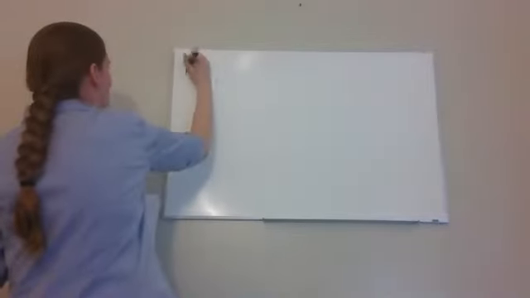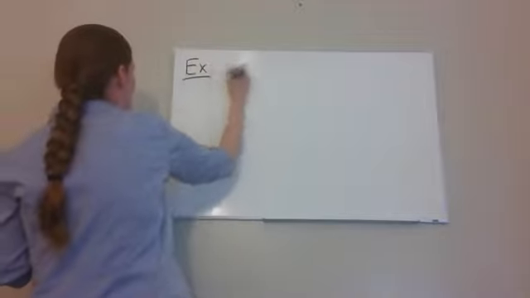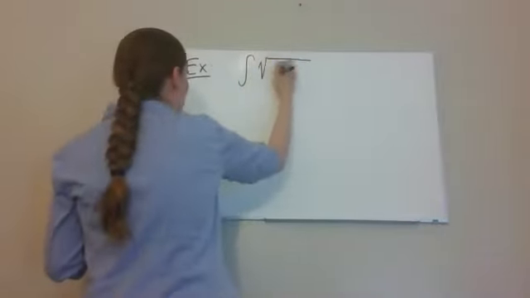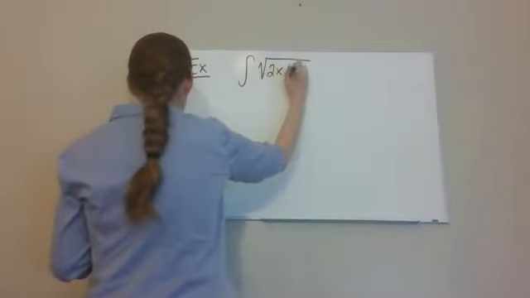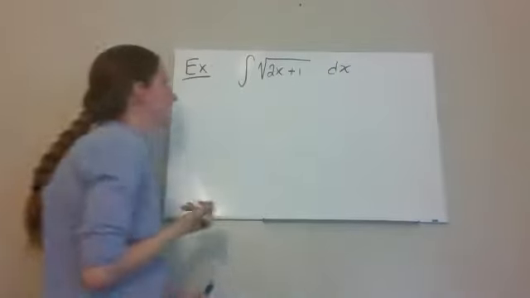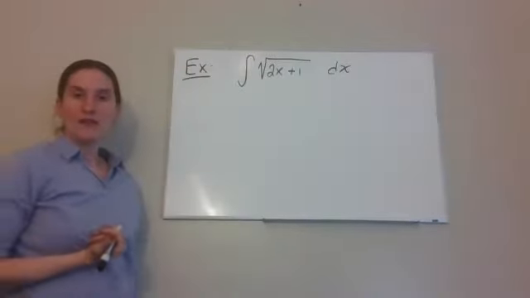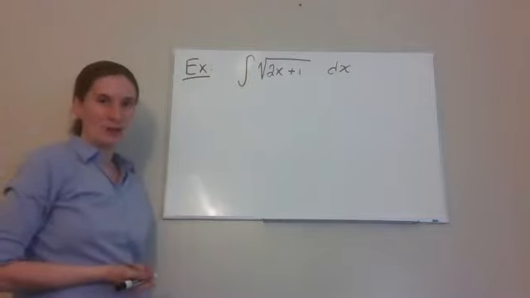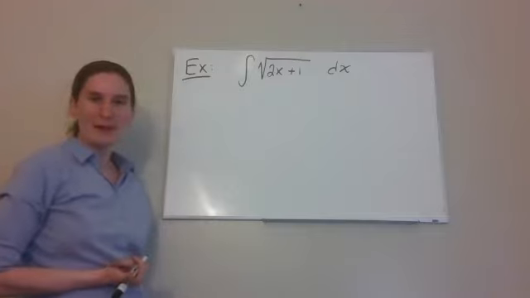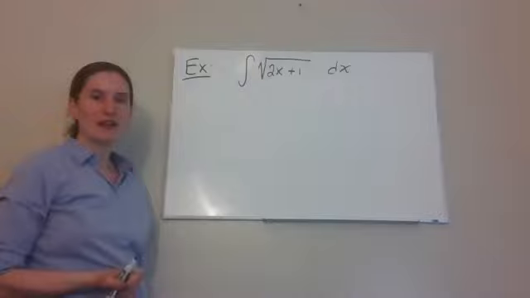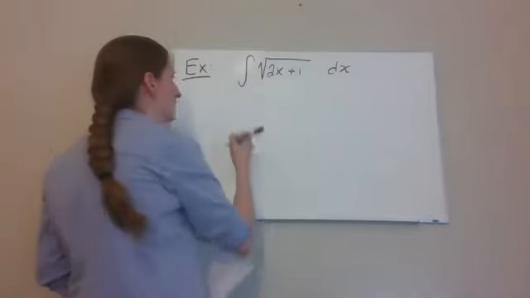Next example, the indefinite integral of the square root of 2x plus 1 dx. If this were just the square root of x, we could do this without any substitution. We would just rewrite it as a 1/2 power and use the power rule. But I have more than just an x under there, so we're going to use substitution.